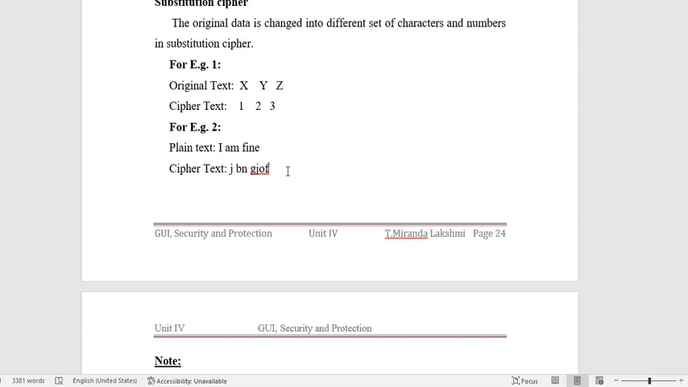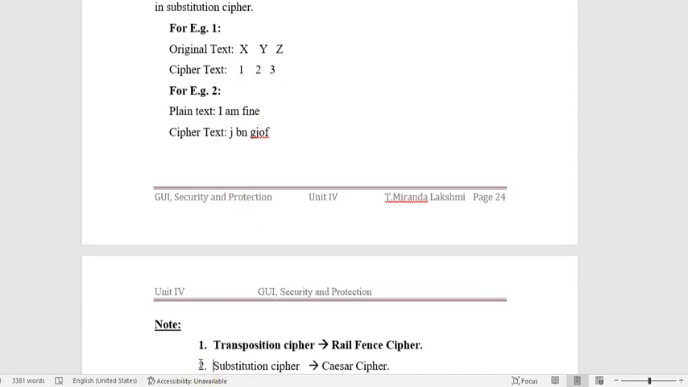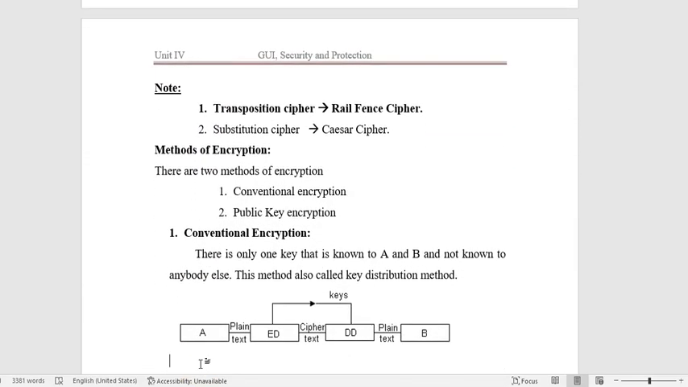We are going to substitute a different set of characters or numbers. The transposition cipher which we have used is the rail fence cipher. We have a lot of methods available in the transposition cipher and the substitution cipher. The one we have used is the rail fence cipher, and the substitution cipher is the Caesar cipher.